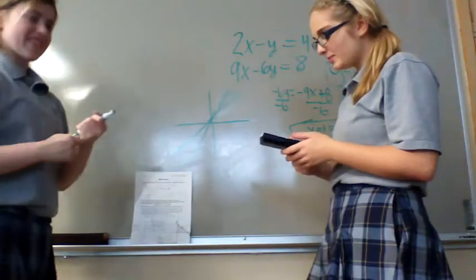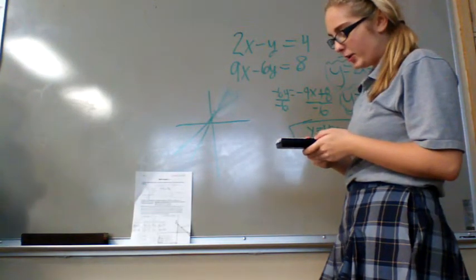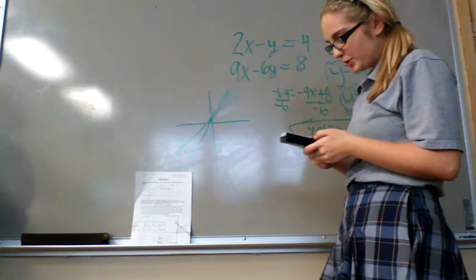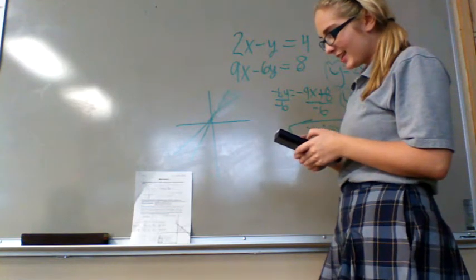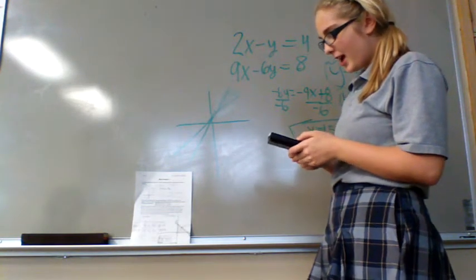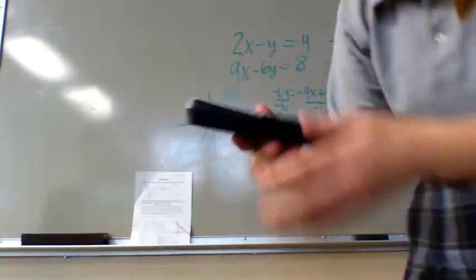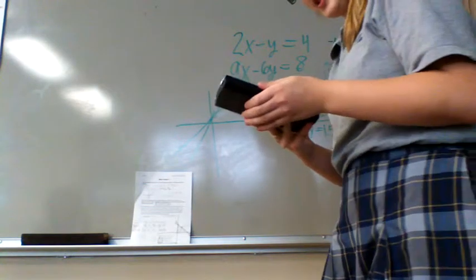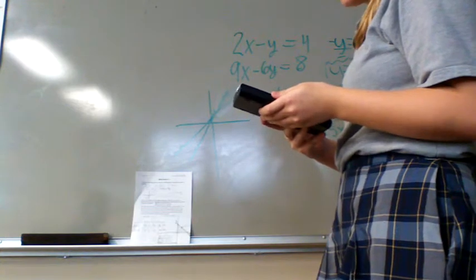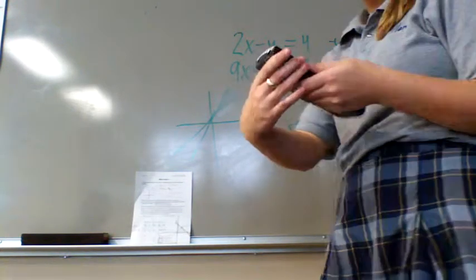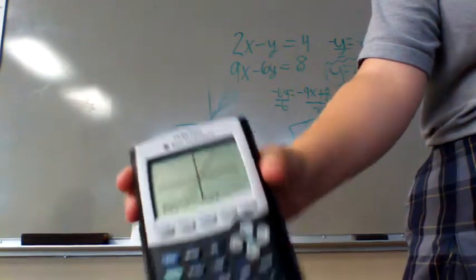Okay, so to find the intersection points on your graphing calculator, you want to push second trace, and then you go down to number 5, and you enter on intersect, and then you click enter, enter, enter, and it gives you the intersection. So you click enter 3 times, and then it'll turn out as that.